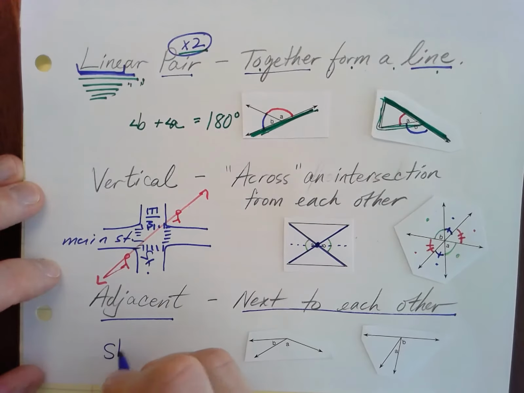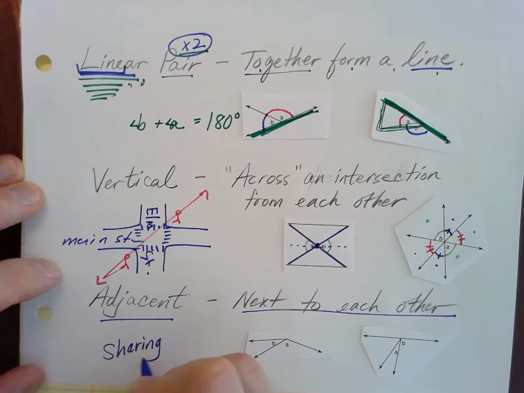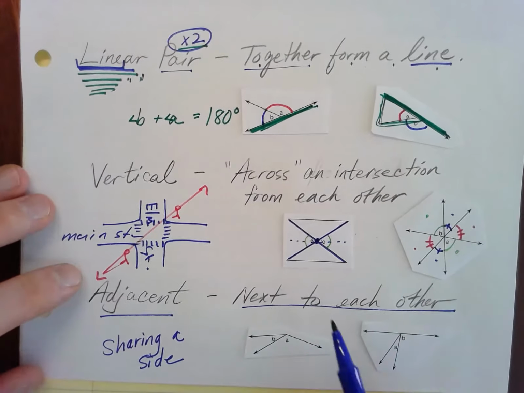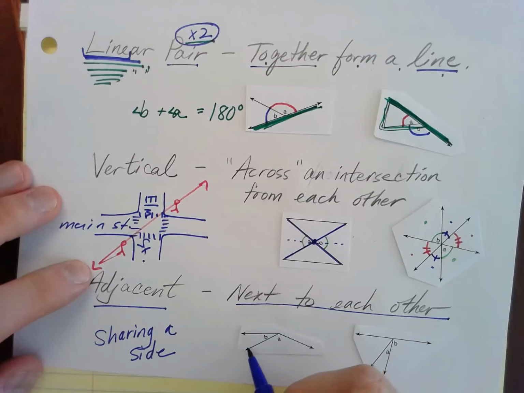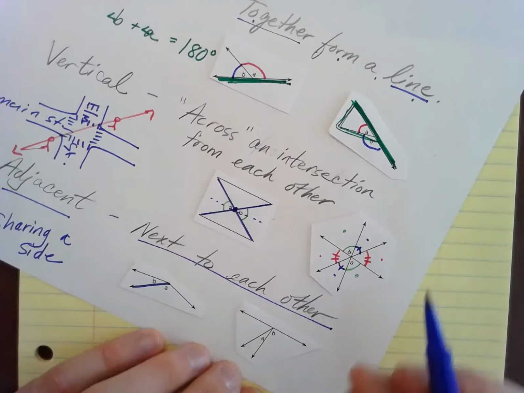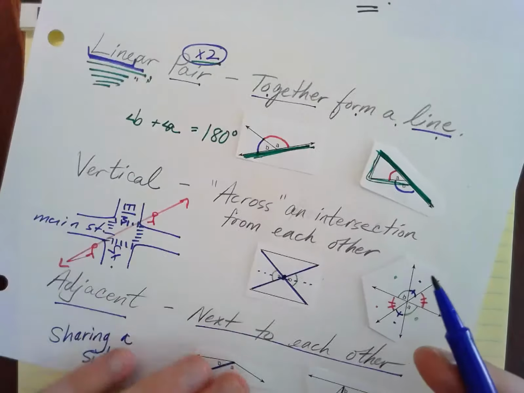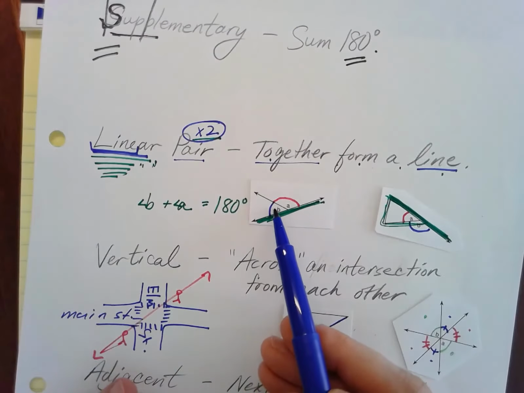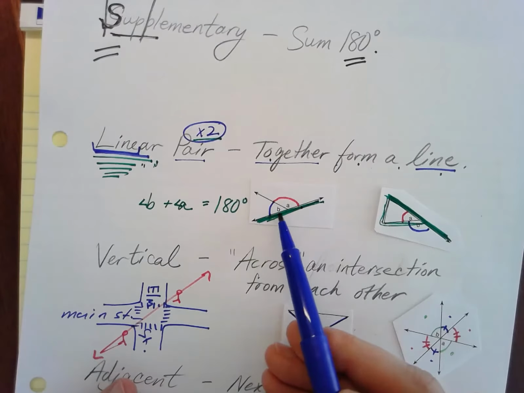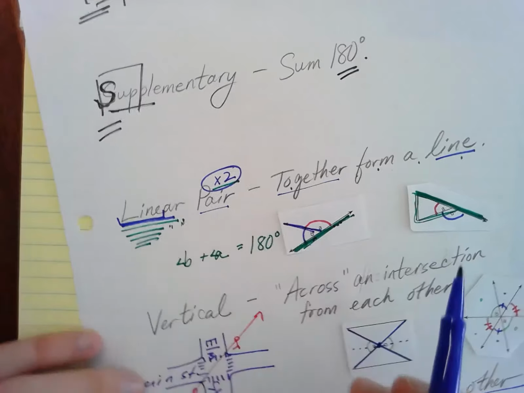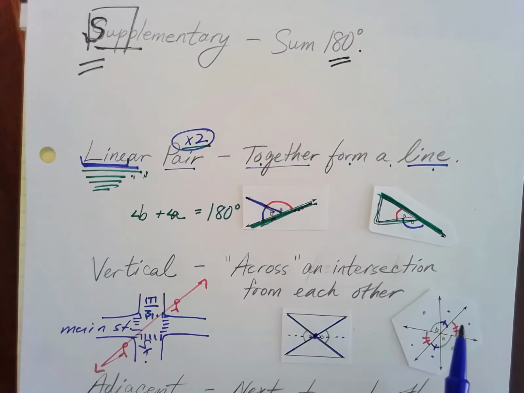It means they are sharing a side. So if you notice, angle B and angle A right here are sharing this side, so they're adjacent. Now we can go back up here and say, oh, well, this B and angle A are adjacent also because they're sharing that side. And they are adjacent as well.